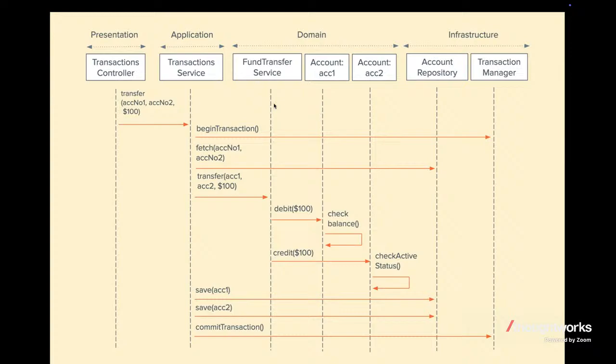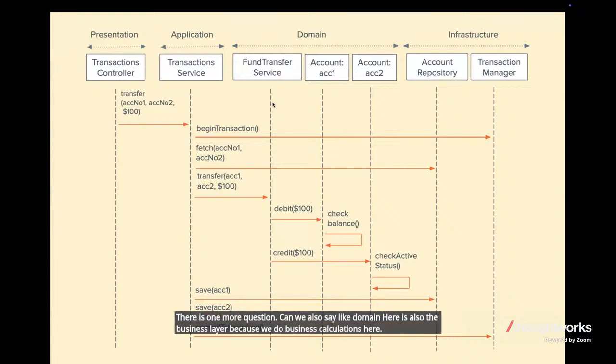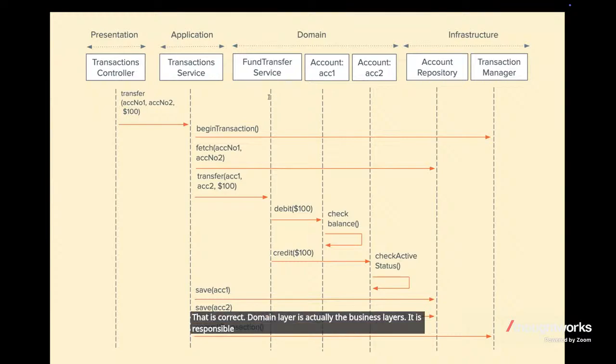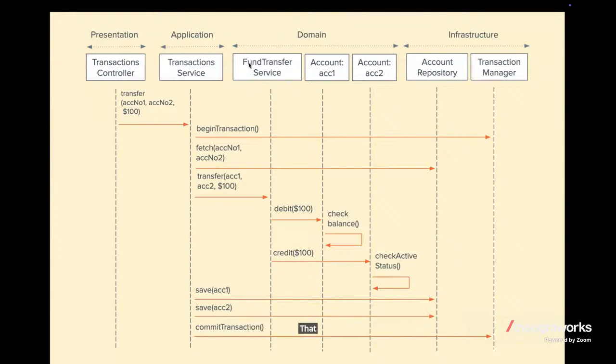There is one more question. Can we also say the domain layer is also the business layer because we do business calculations here? That is correct. The domain layer is actually the business layer. It is responsible for all the business logic. That's exactly the purpose. Any questions? Good? Getting it so far? Okay.